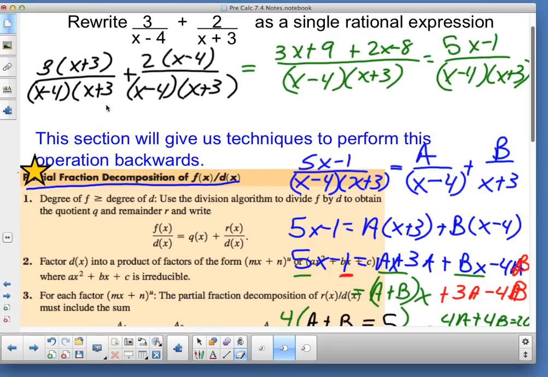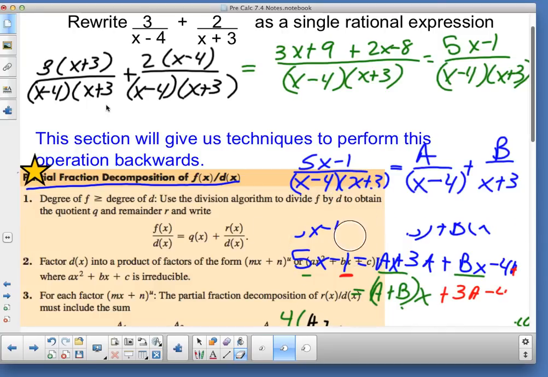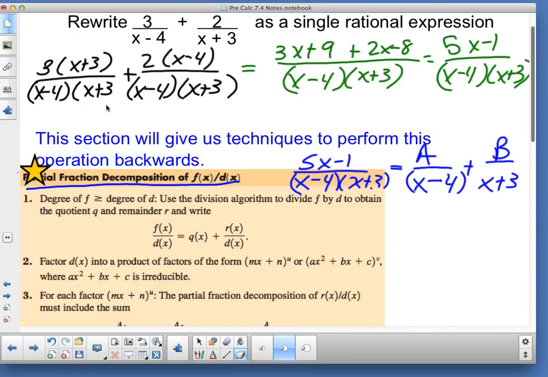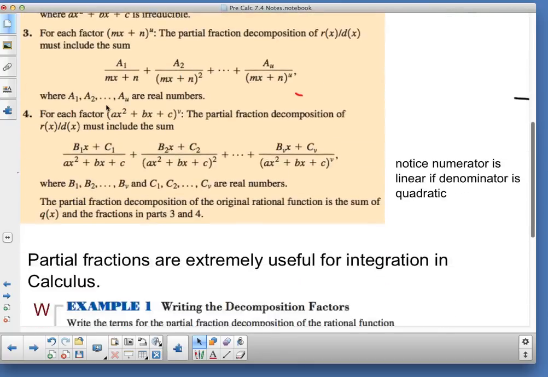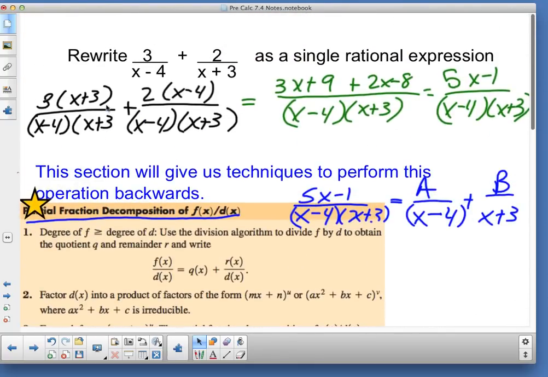Okay, we need to go back to doing a fix here. There was a mistake made, and we are backing it up to fix that mistake. It is a sign mistake, and it's right here. This should have been 5x plus 1. And this is 5x plus 1.